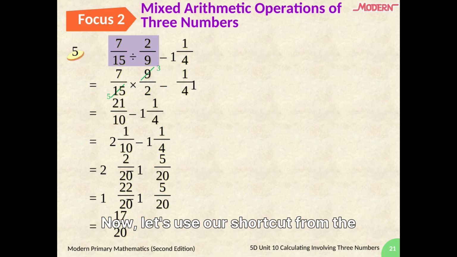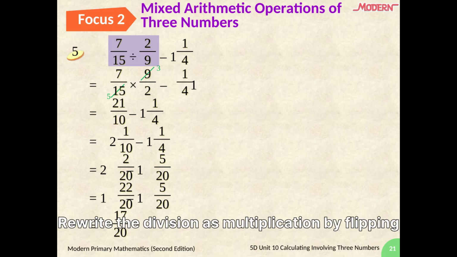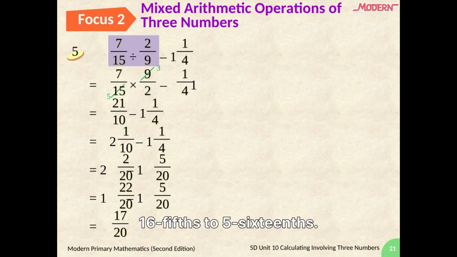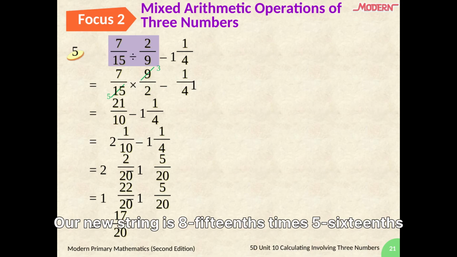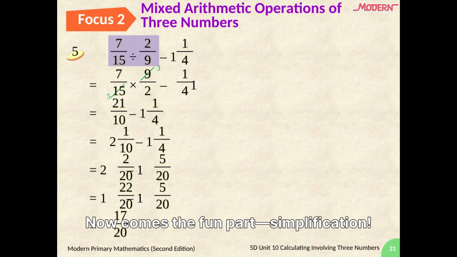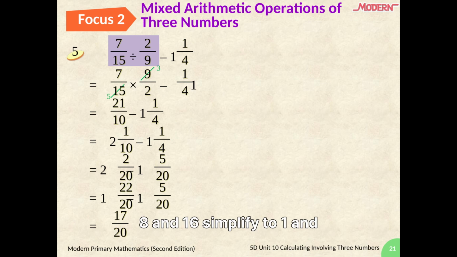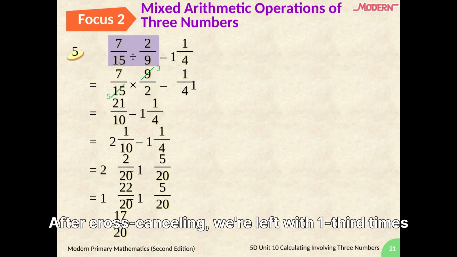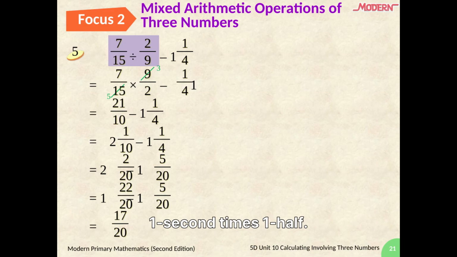Now, let's use our shortcut from the previous slide. Rewrite the division as multiplication by flipping 16/5 to 5/16. Our new string is 8/15 times 5/16 times 1/2. Now comes the fun part, simplification. 8 and 16 simplify to 1 and 2. 5 and 15 simplify to 1 and 3. After cross-canceling, we're left with 1/3 times 1/2 times 1/2.